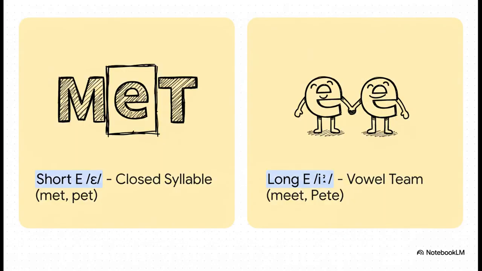Okay, so let's put these 2 big rules side by side. This really makes it click. Look at this. Met versus meet. Pet versus Pete. See what's happening? On the left, that E is closed in, short sound. On the right, you've got those vowel teams working together to make that long E sound. It really is all about the spelling.